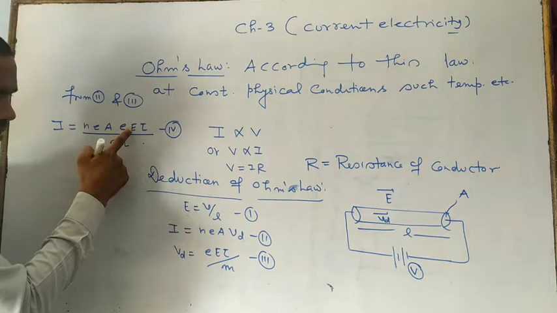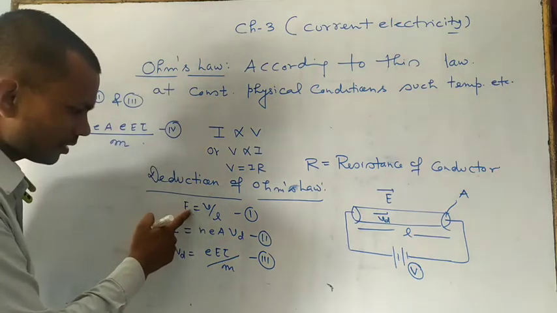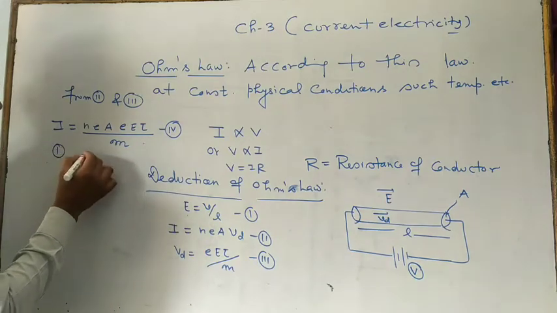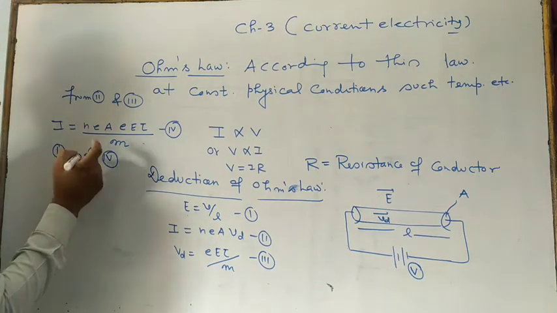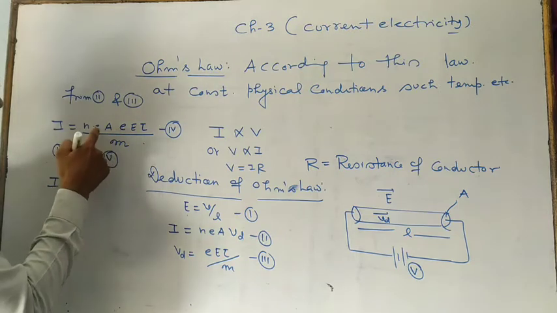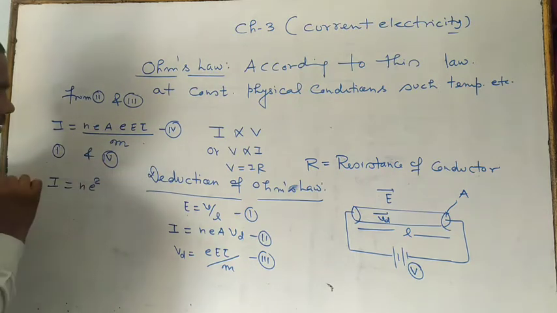Now here you have to see, this is the electric field, and for electric field we have written V by L. So from 1 and 4, what will we get? I equals NE, and here E into E is what? E square, right?